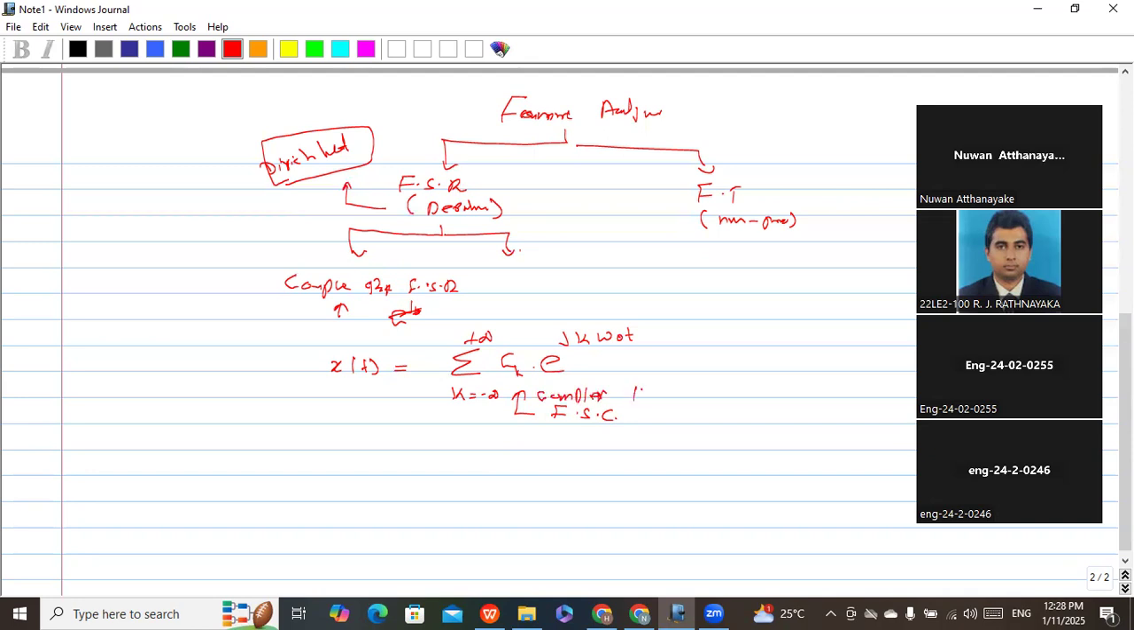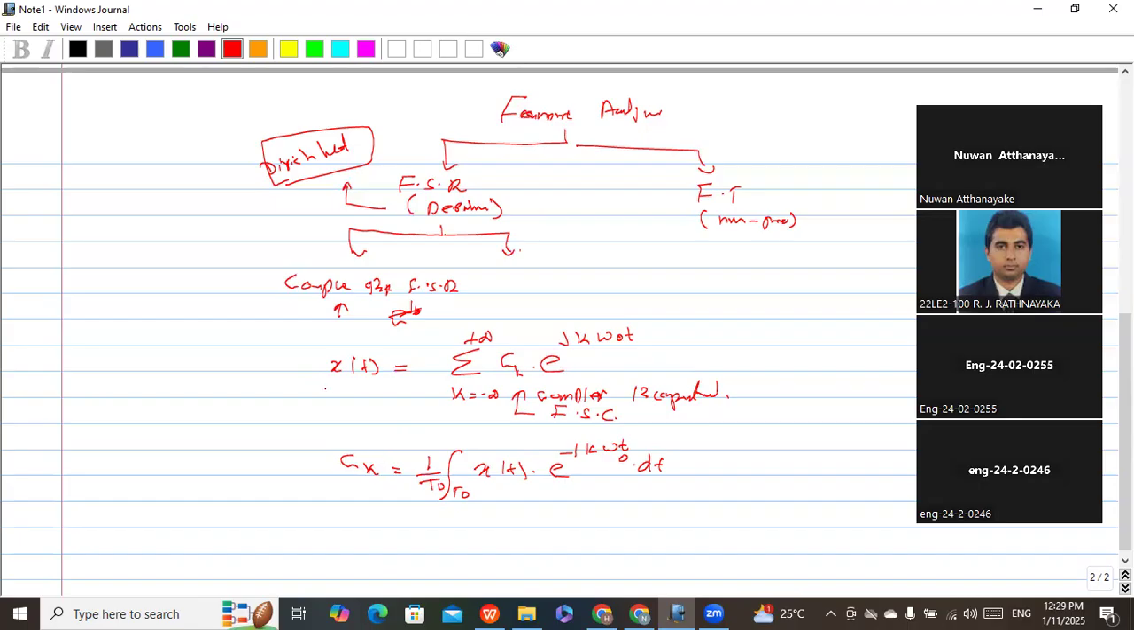Okay, complex exponential Fourier series coefficients, this ck. This ck can be calculated using the integration. The given signal should be multiplied by e to the power minus jk omega naught t. Then you need to integrate it within one period, and you should divide it by T naught. In this way you can calculate the Fourier series representation.